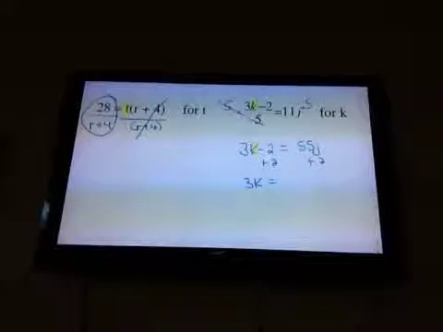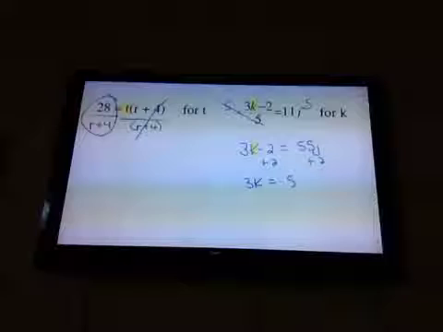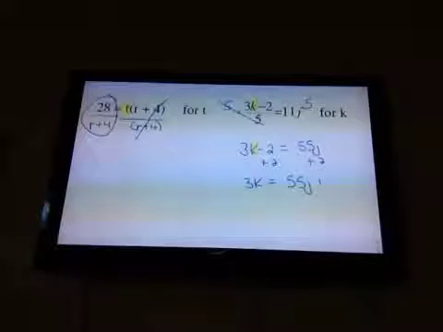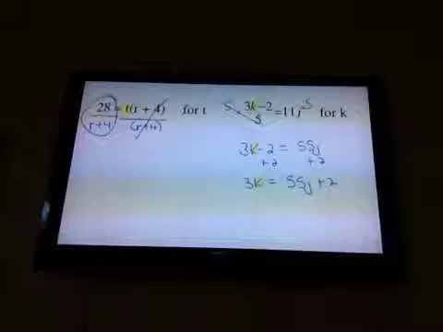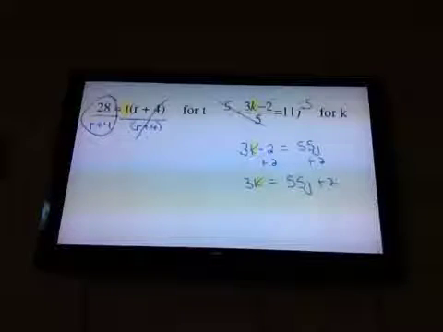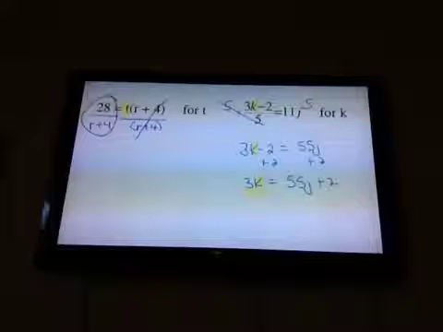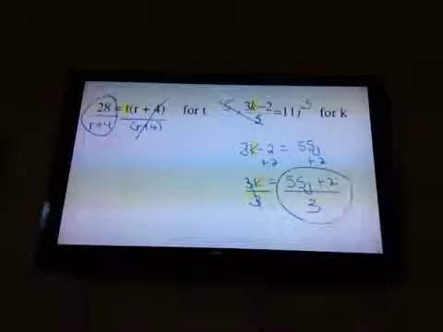Okay, back to math. 55j plus 2, we can't literally add 55j plus 2, so we're going to write it 55j plus 2. If you wrote it 2 plus 55j, that means the same thing. We're solving for k. What am I going to do to get that k by itself? Divide by 3. It cancels it. Divide by 3. And there's my answer.